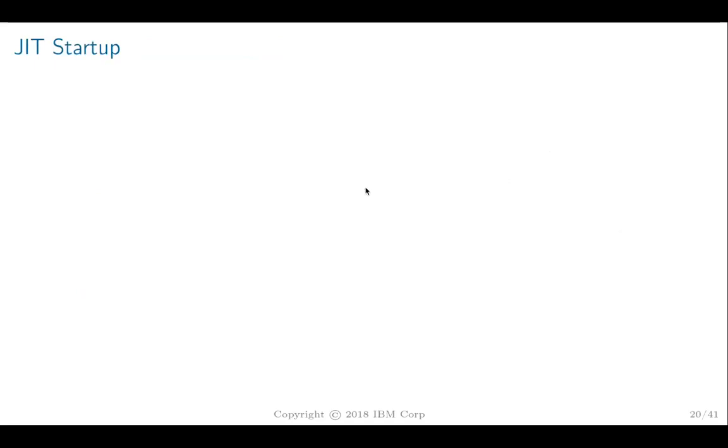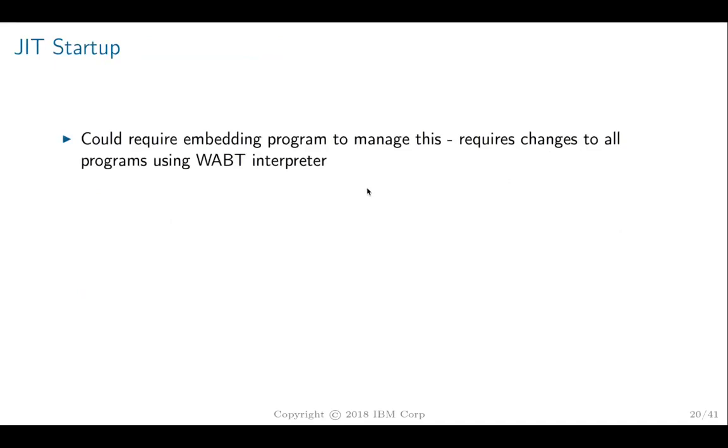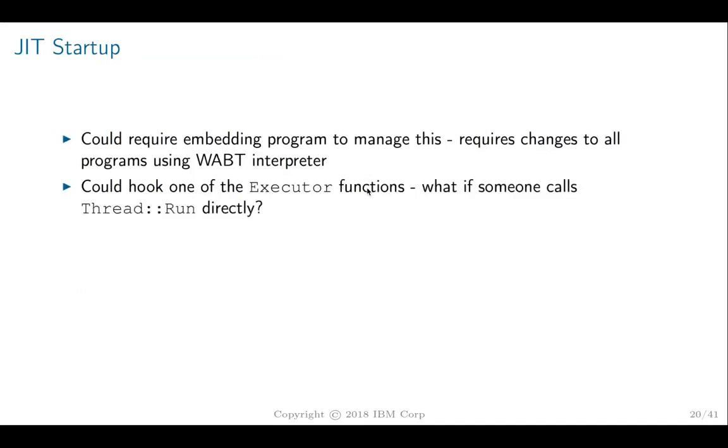We could require that whatever program was embedding the WebAssembly interpreter manually call our functions to handle this, but this requires changes to every program that uses WebAssembly if they also want to use our JIT, which is not ideal. We could hook one of those executor functions. We could say every time you call run start function, we just initialize the JIT. Turns out people can bypass that.